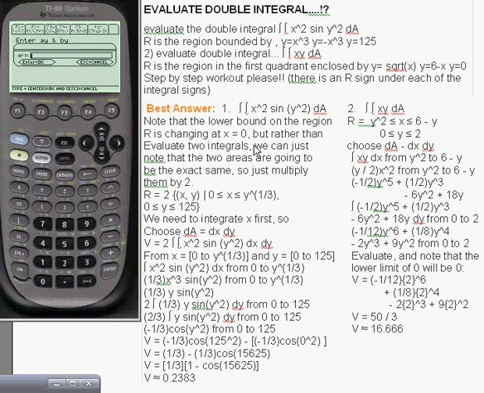And what's the other range here? 0 to 125. Alpha 0, alpha 125. Looks pretty good. Here's the way it's set up. 0 to 125, and the x's go from 0 to y to the 1/3. Okay, let's do the problem.